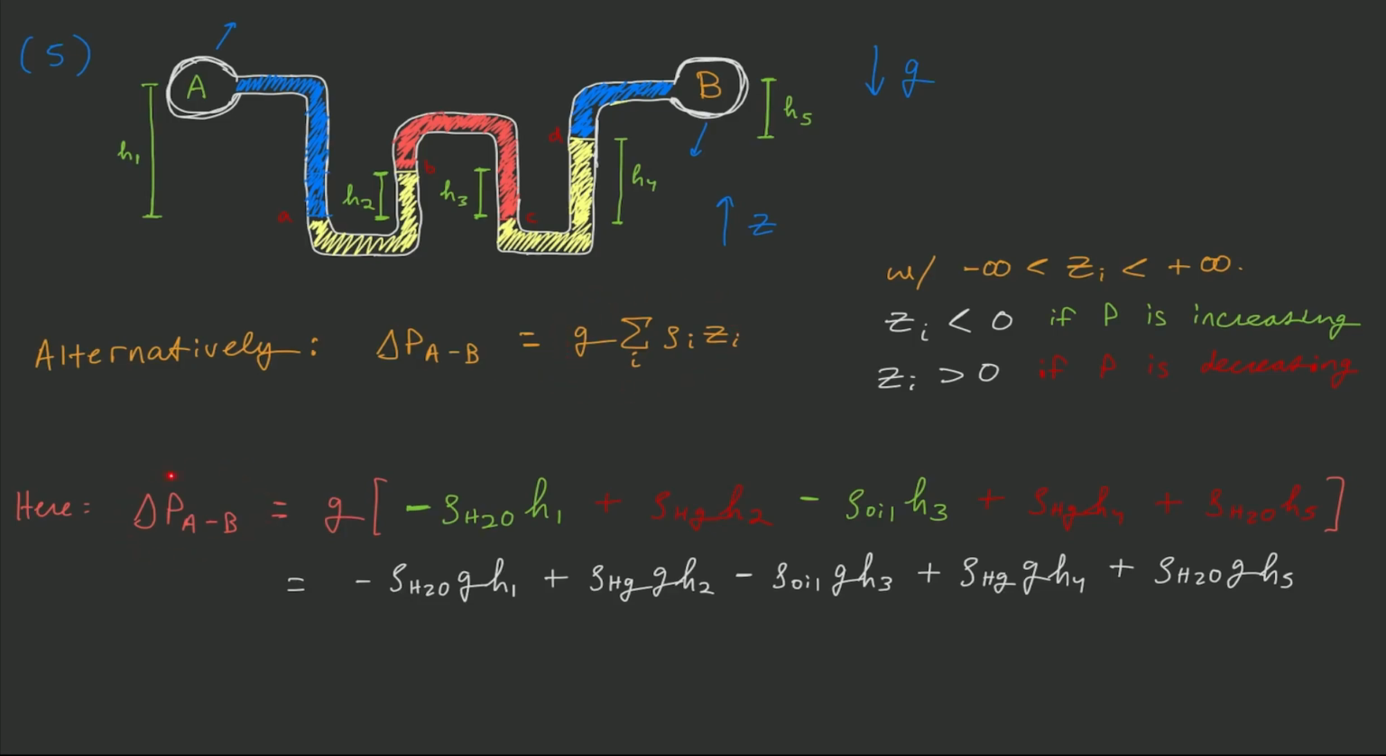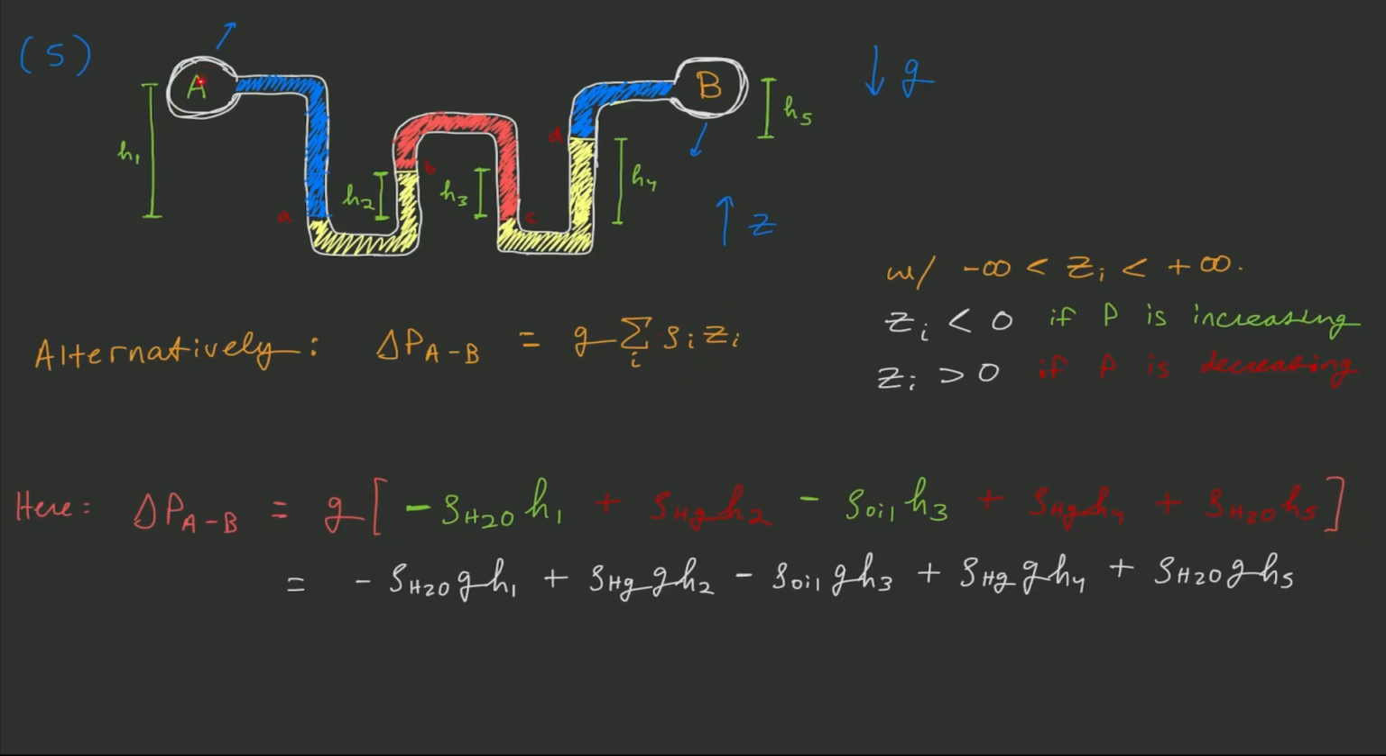So looking at our shortcut, delta P_AB, what we want to do is go from our point at A and work our way along the manometer until we get to the pressure at B. Using this equation, we have that the delta P between A and B is equal to g, as shown here, times the sum, represented by these brackets, of the rho_i z_i's.